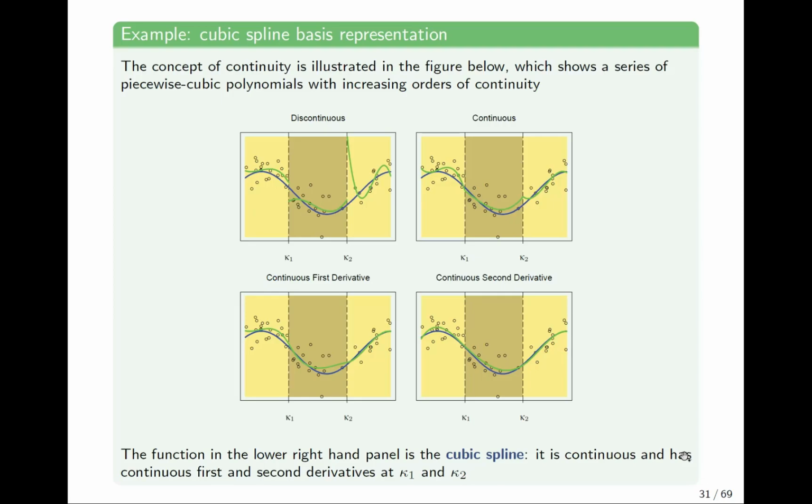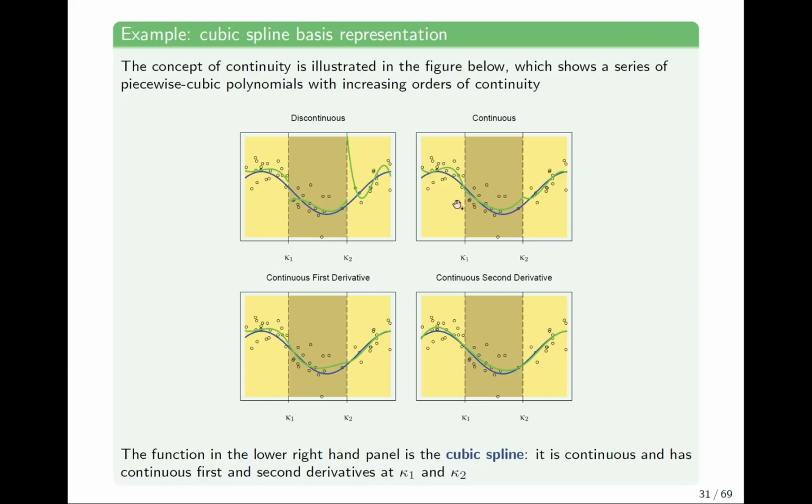So we can look at this graphically at how it works. It's illustrated in the figure below, which shows a series of piecewise cubic polynomials with increasing orders of continuity. The blue line is the function that we're trying to estimate, and the green line is what we're achieving with our cubic spline. In the first panel, no constraints have been imposed, and therefore the loose ends of the cubic polynomials that we fitted in each region don't match up. They're not continuous. They're just three polynomials with a discontinuity at the knots.